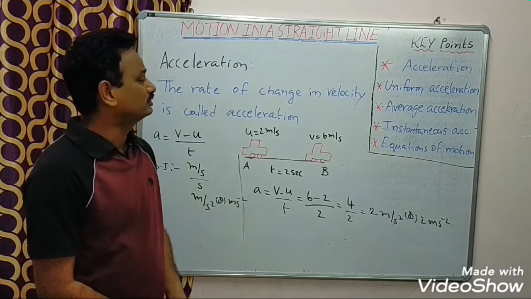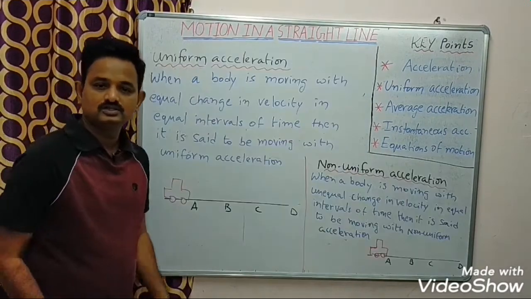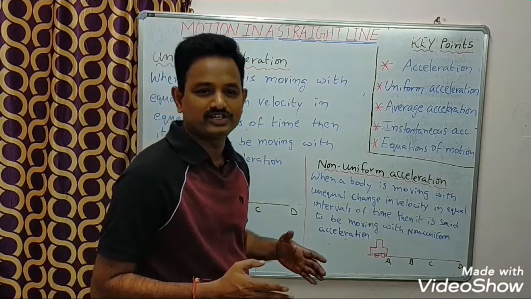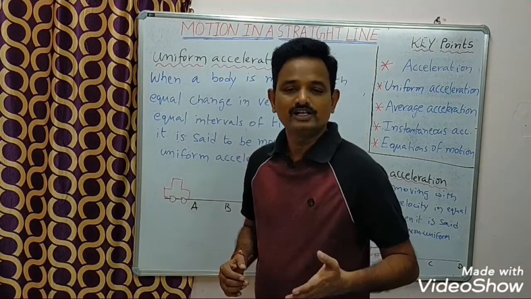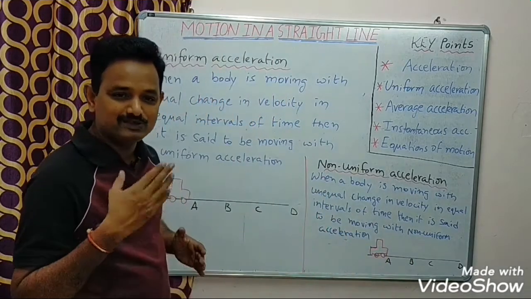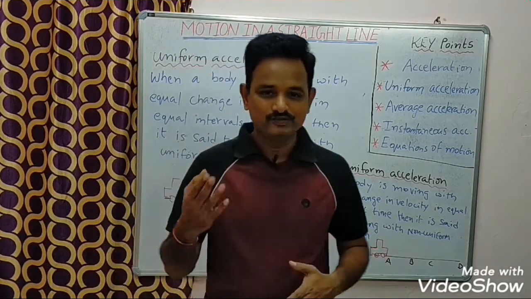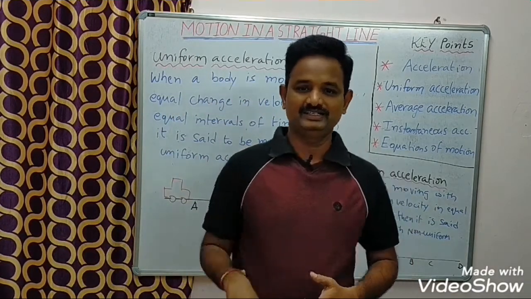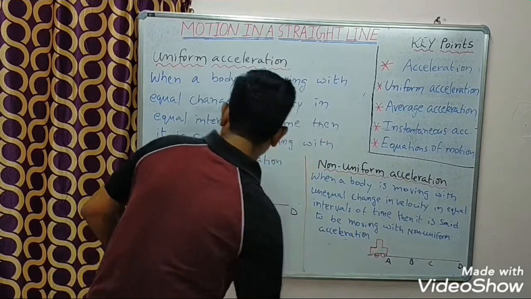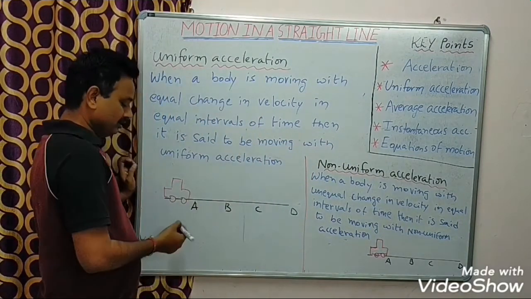Next we will discuss uniform acceleration. When a body is moving with equal change in velocity in equal intervals of time, then it is said to be moving with uniform acceleration. Look here. Suppose a car is moving from A to D.